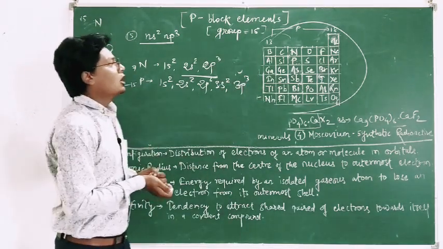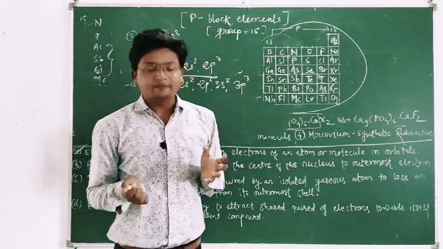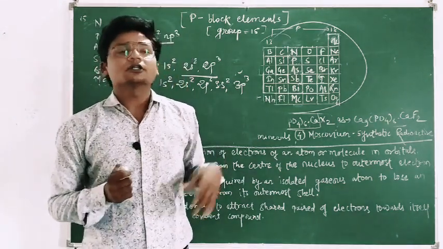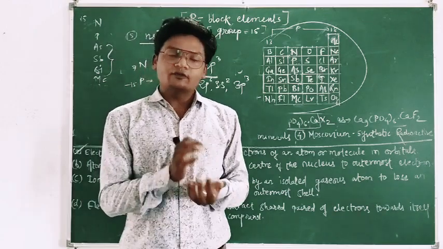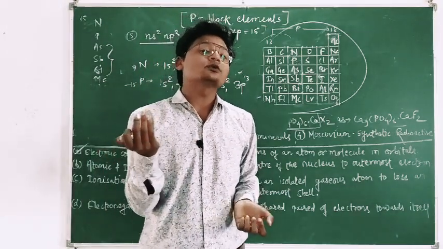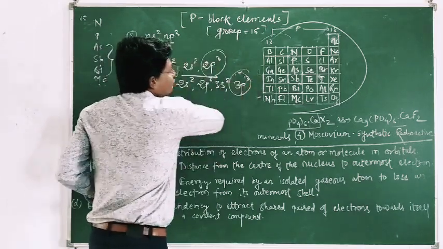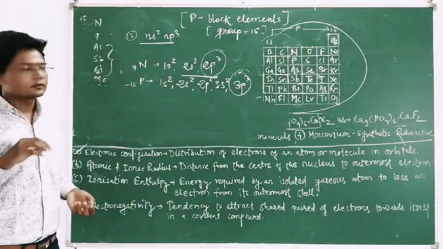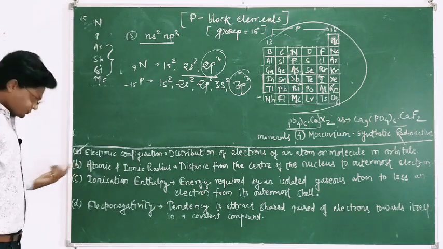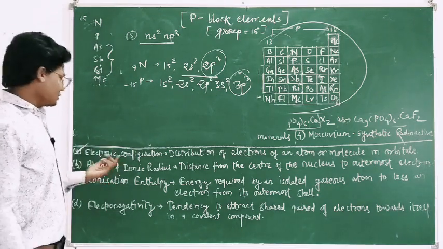So you will see all the elements are having such an electronic configuration in which their last electron is entering the p subshell, and they all have 3 electrons in the outermost p subshell. Okay. Now, so this is the electronic configuration.